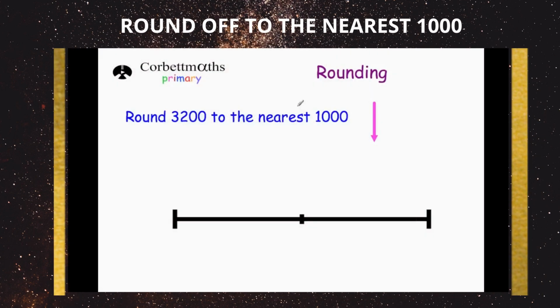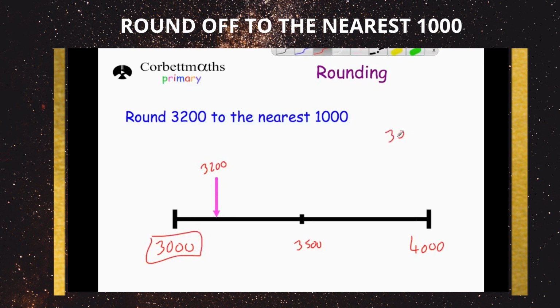The nearest thousand. So let's consider the multiples of 1,000 close to 3,200. The nearest multiple of 1,000 below 3,200 would be 3,000, and above it would be 4,000. And midway between those two numbers would be 3,500. And if we were to place 3,200 on this number line, it would be down here somewhere. So let's write that down, 3,200. As you can see, 3,200 is much closer to 3,000 than it is to 4,000. So our answer would be 3,000.